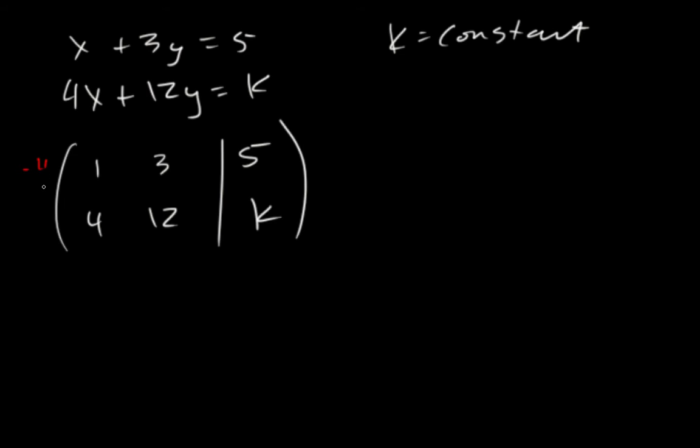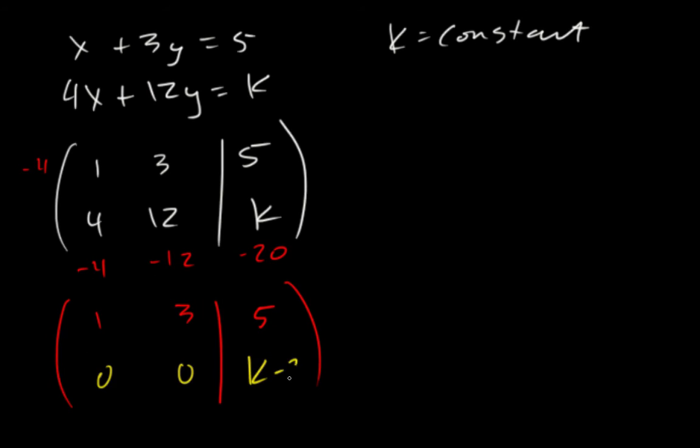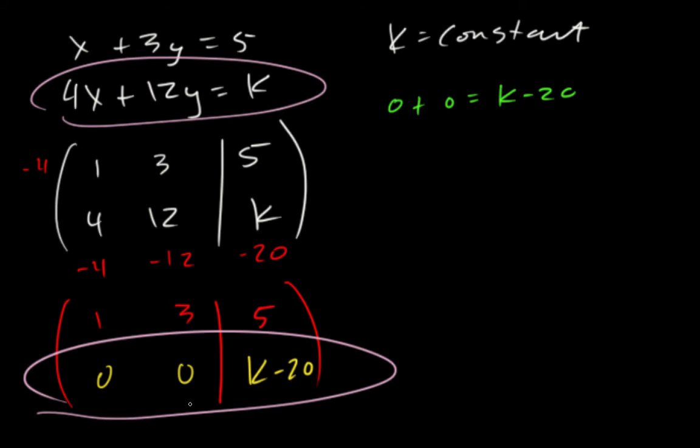Okay, I'm going to do a -4 multiple of the top, but I'm not going to actually change the top. And then we add those together. So we get 0, 0, k minus 20. Alright, so basically we only have two options, because our second equation would be 0 plus 0 equals k minus 20.